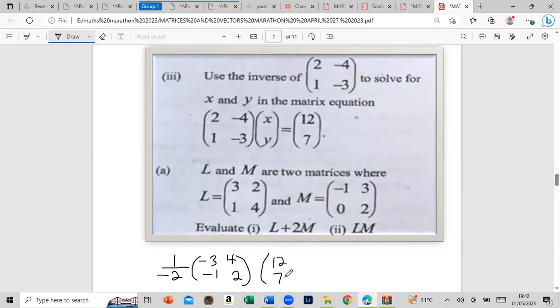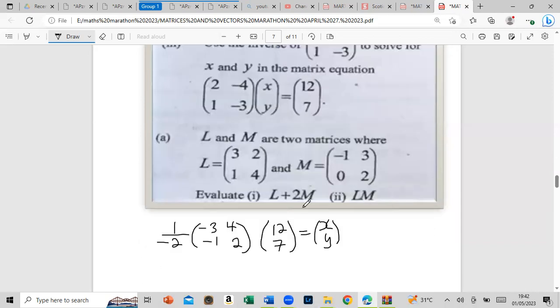We don't have to complicate it, guys. The top one represents the x, and the other one represents y. So all we have to do is just multiply row by column. It's only one column, so we can't get confused, right? So just match it up like that. So -3 times 12, that will give us -36. And 4 times 7, 28.